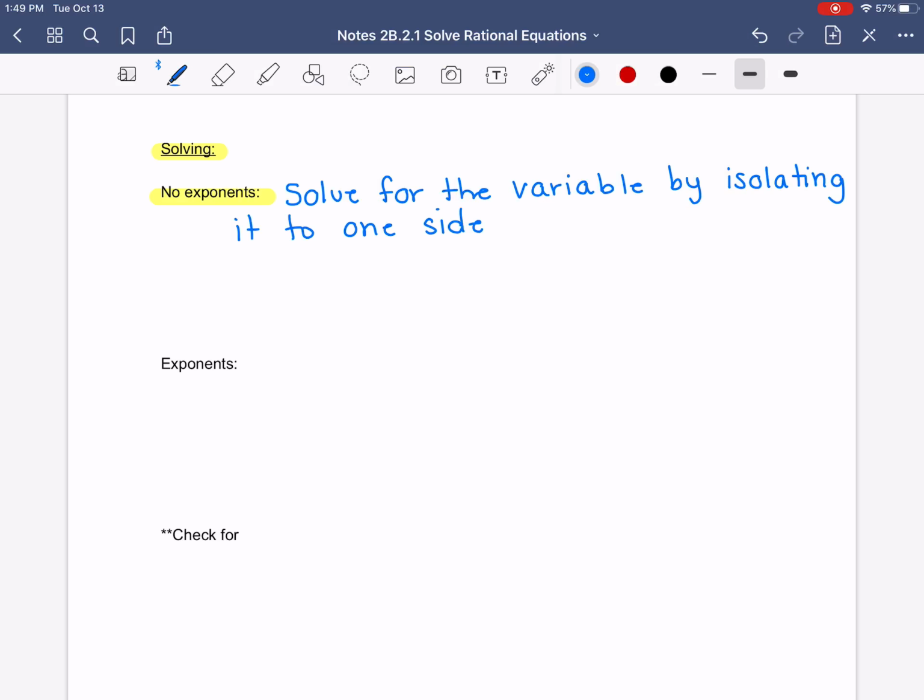If you have an exponent, if you see an x squared or x cubed or any sort of exponents, you're going to have to get one side equal to 0 and factor it. You might start with a GCF, then you might be able to do a snowflake, difference of two squares, whatever it might be. Then you just set each factor equal to 0 and solve.